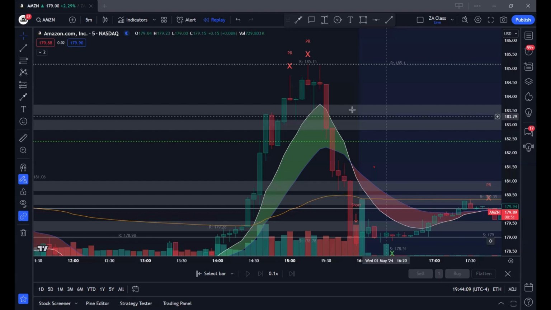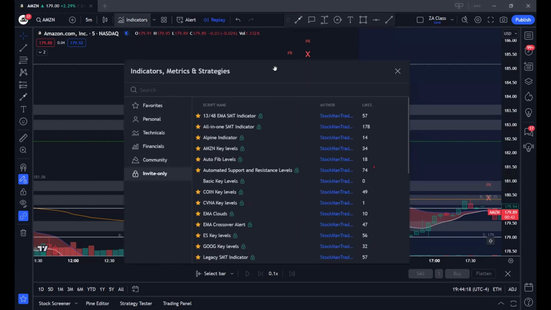For the invite-only indicator, you would have to sign up through WAP for the Zack attack indicator, and then it'll have you put in your username, and you'll see it here under invite-only indicators once that's complete.